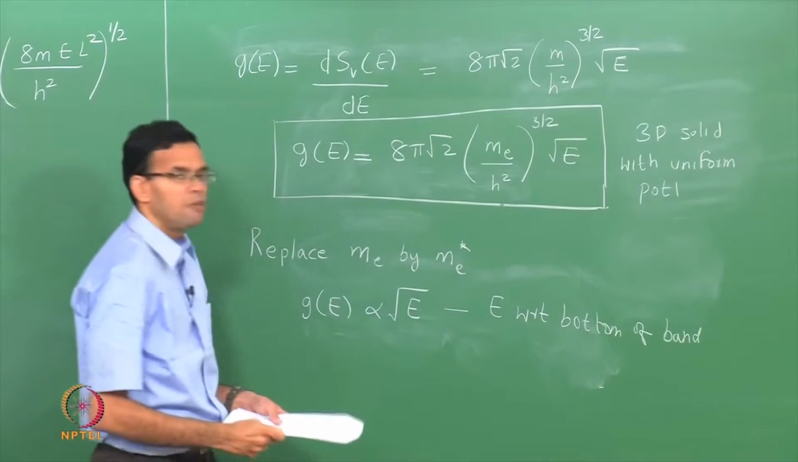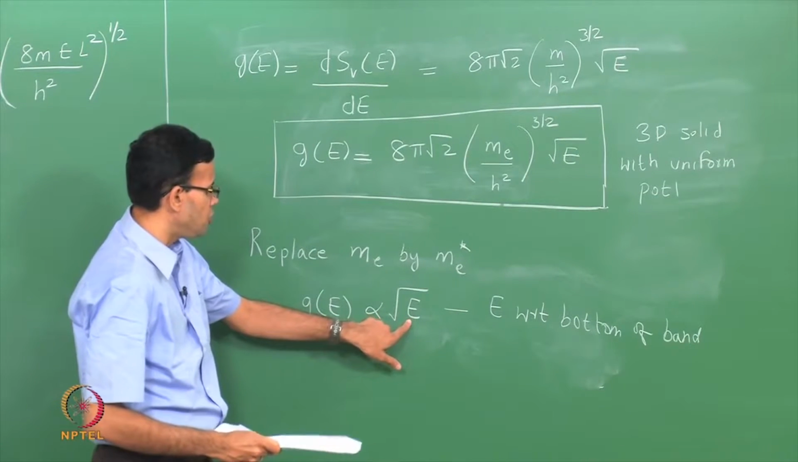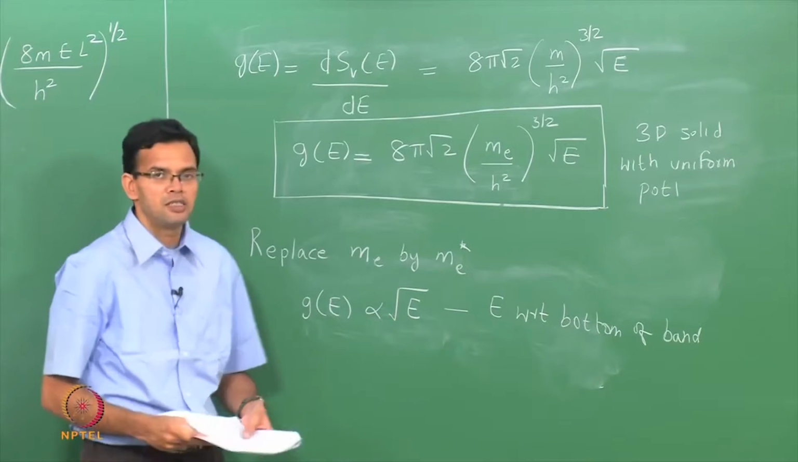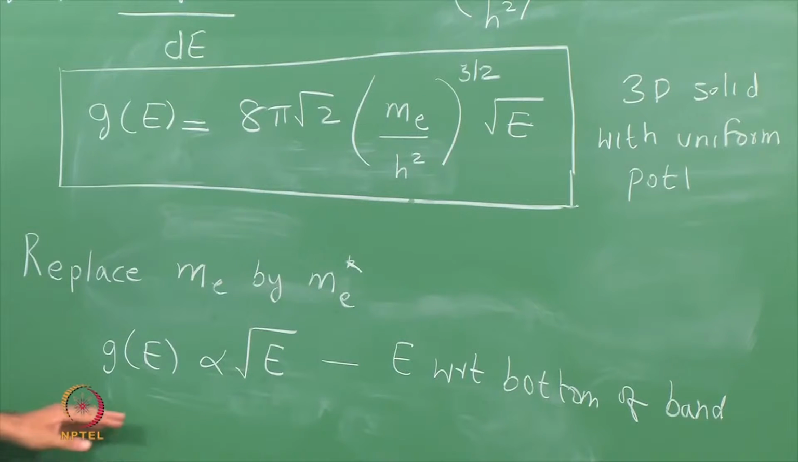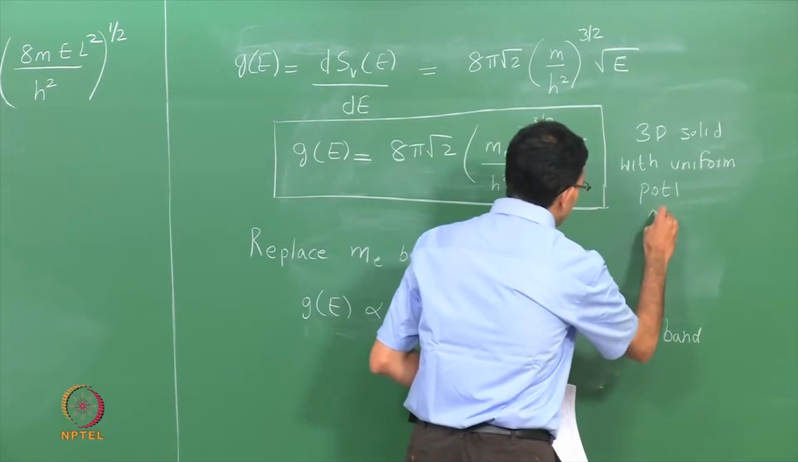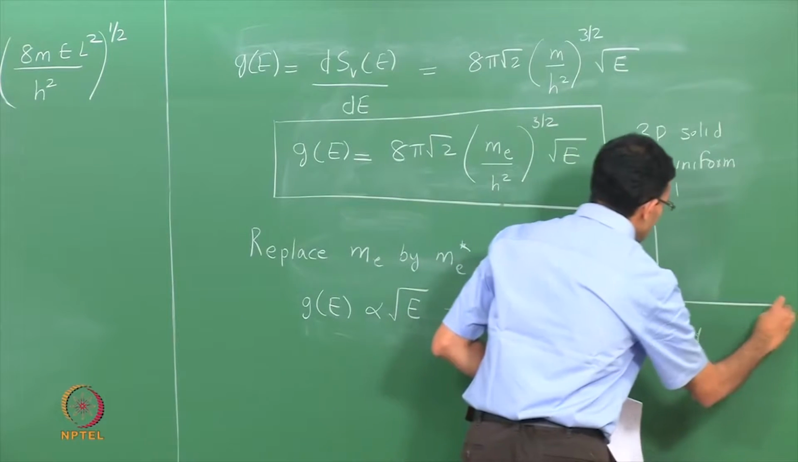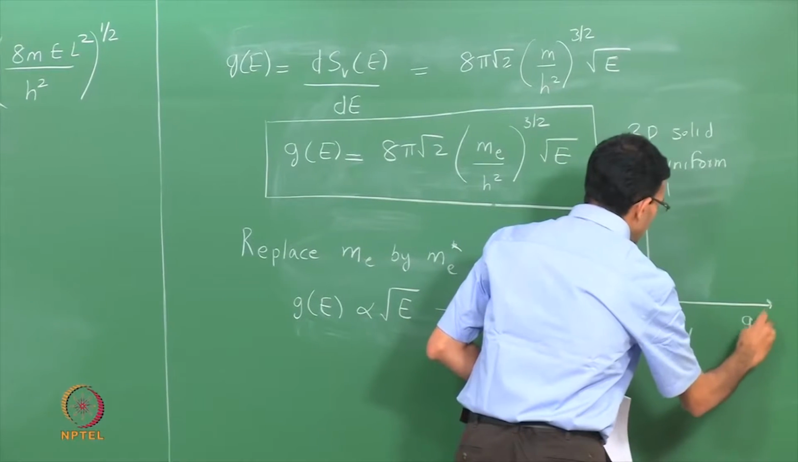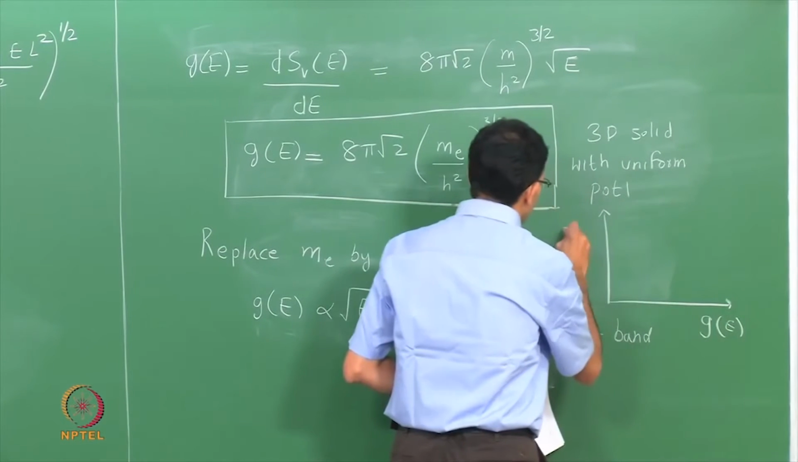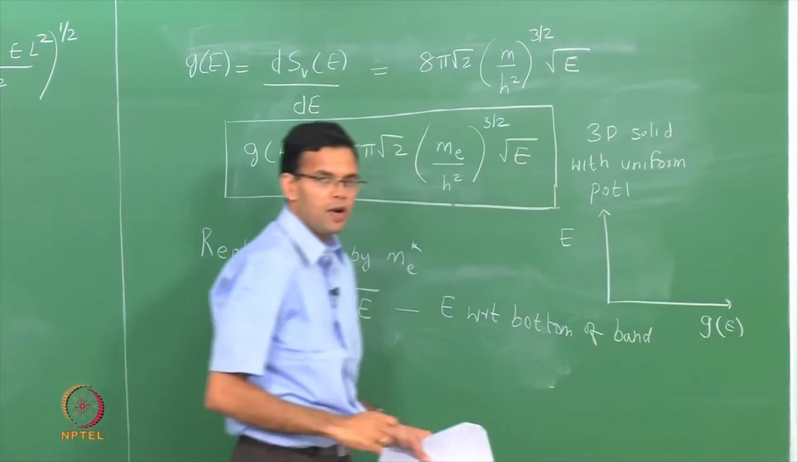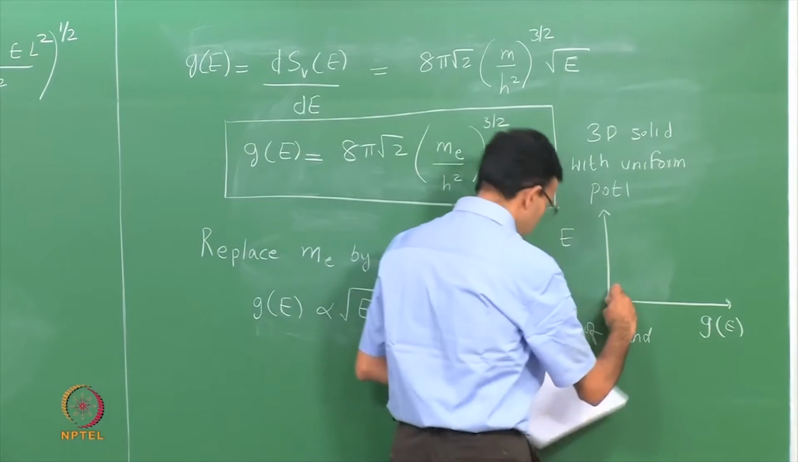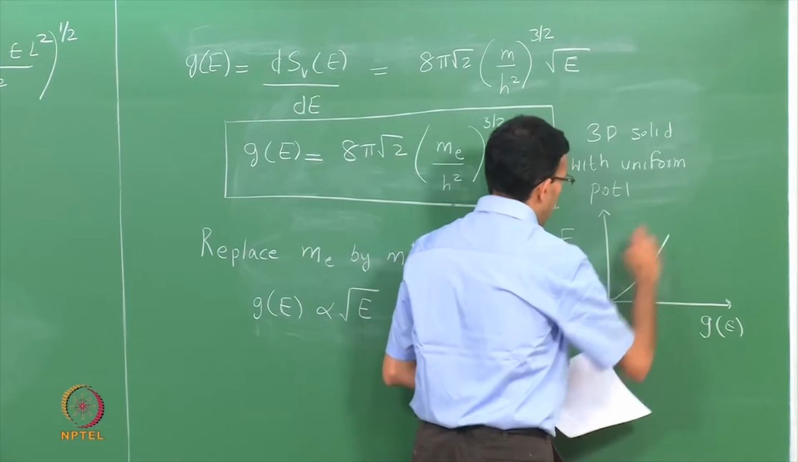So, at the bottom of the band, when E is very close to 0, the density of states is close to 0, and as the energy increases, G of E also increases. We can plot G of E on the x axis and E on the y axis, and what we get is a parabolic expression.